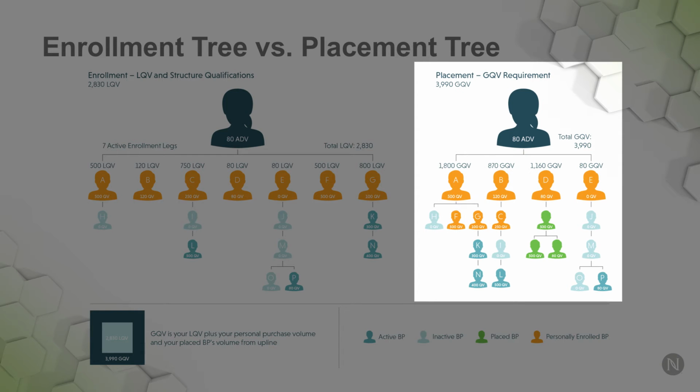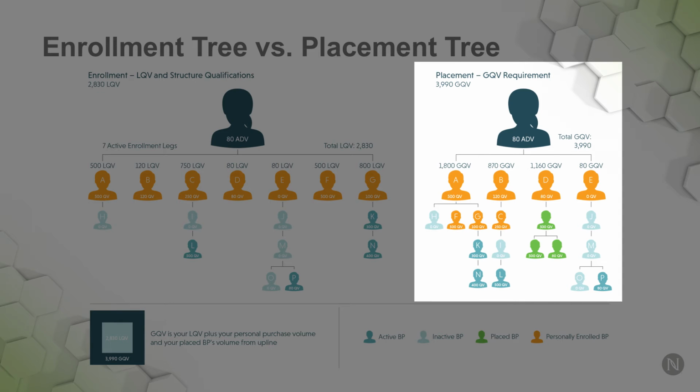And H is somebody that A enrolled. And under G, if I place G under A, everything under G comes with G because that's G's enrollment tree. So G has sponsored K, who sponsored N. And when I place them, all of those three people move on over in the same place under G, but now under A, where I place them. And that has 1,800 GQV total.